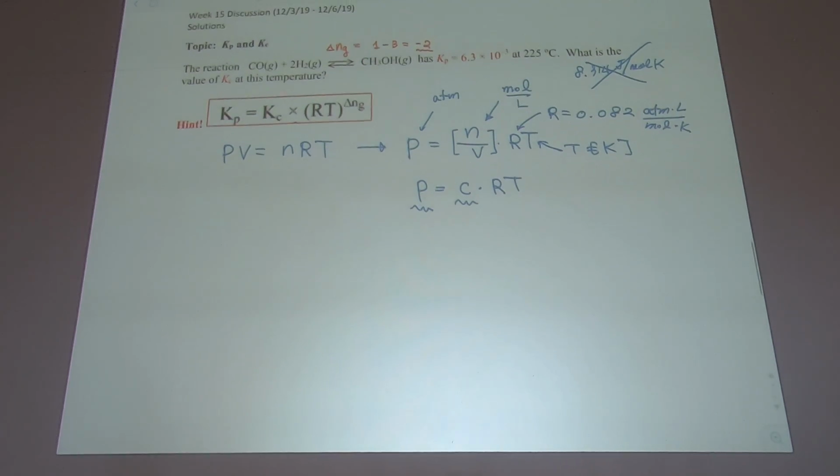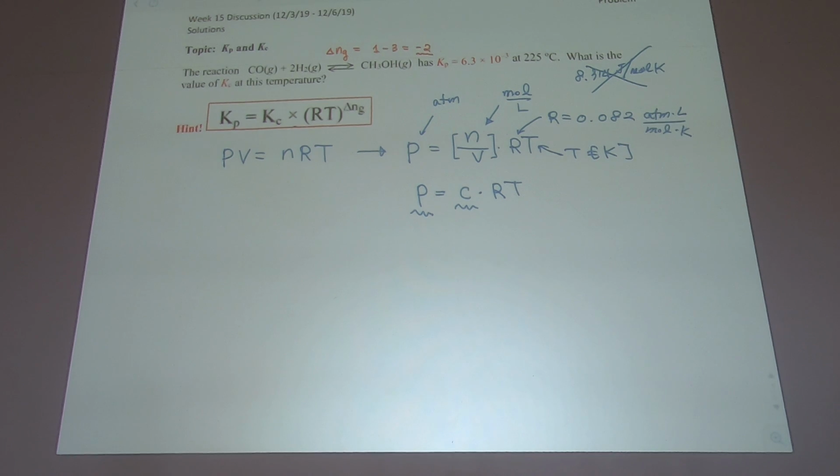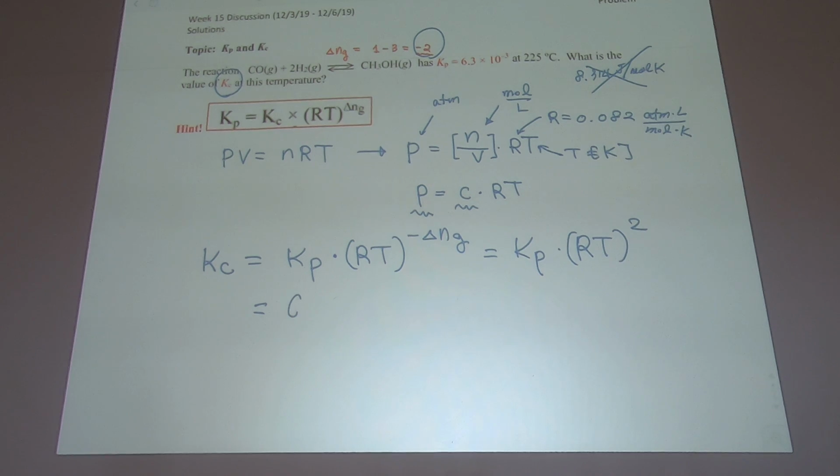Okay, so I think this is the background, and therefore, let's see this Kc, because they ask you what's my Kc value. Kc is Kp times RT to the minus delta Ng. Okay? I think I just flipped that equation because the Kp was given. And my delta Ng is minus 2, so therefore in this particular case, it is RT to the square. And then, okay, let me just plug in the numbers, 6.3 times 10 to the minus 3.